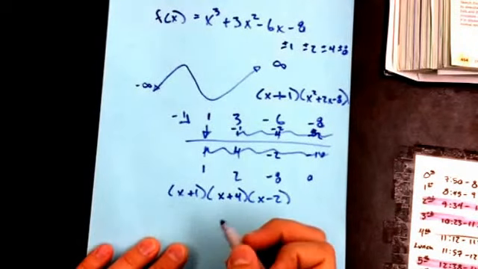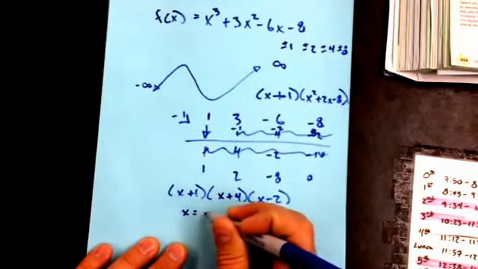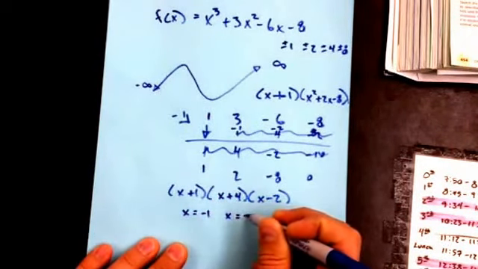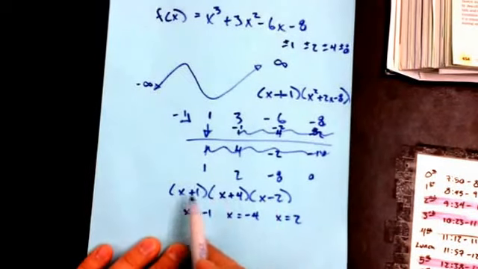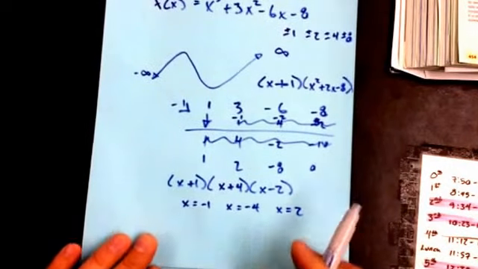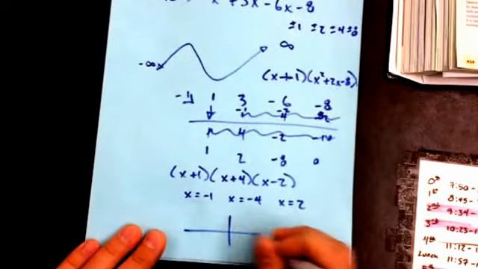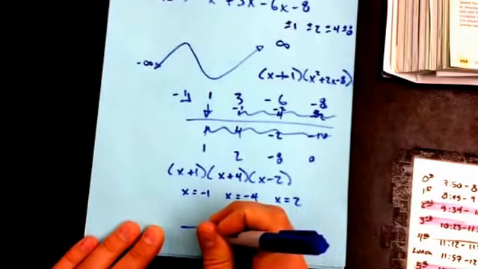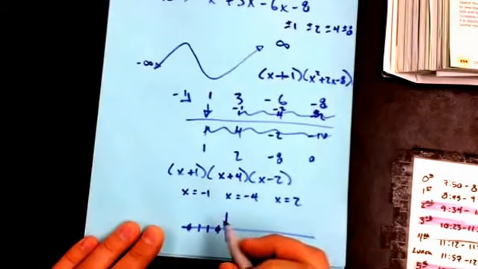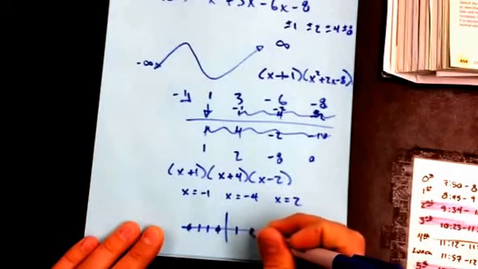These are my three factors, which means my three roots are negative 1, negative 4, and 2, which I get from just setting each of these individual things equal to 0. I'm going to do that on my graph now. So x is negative 1, that's a 0. X is negative 4, that's a 0. X is 2, that's a 0.